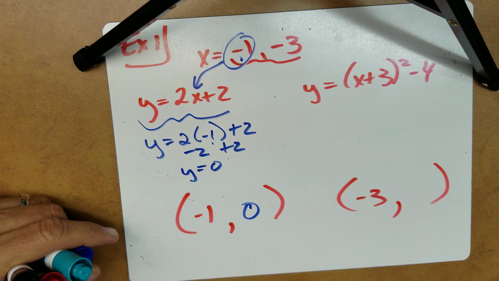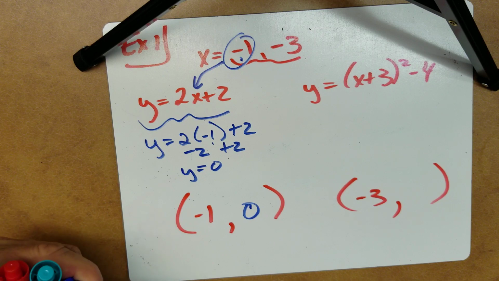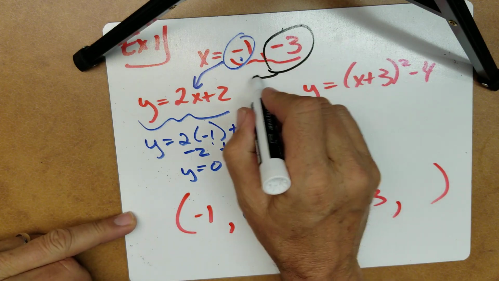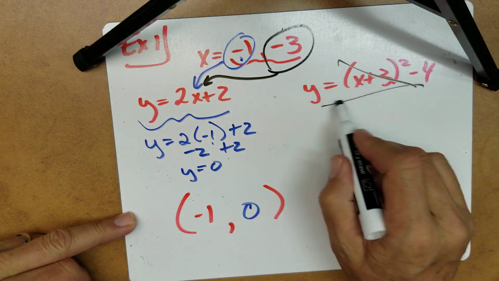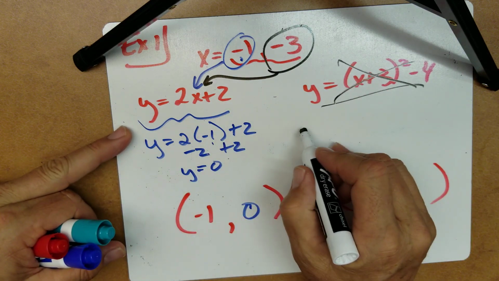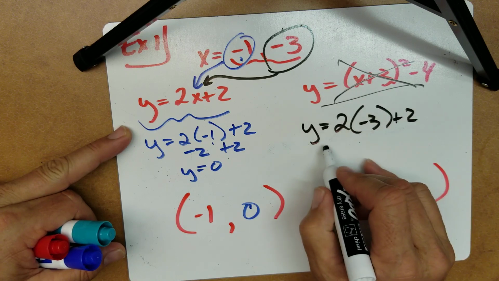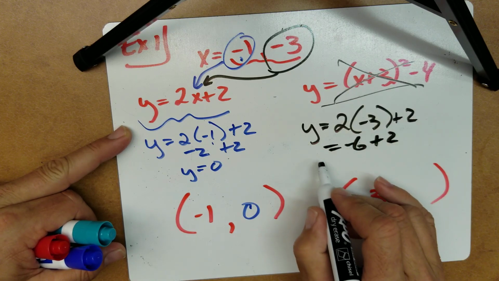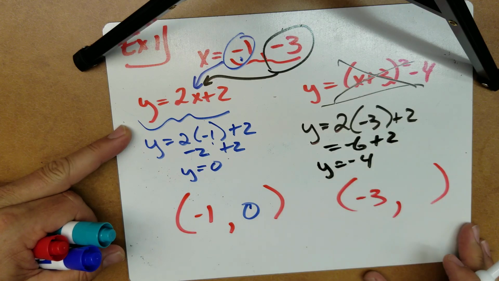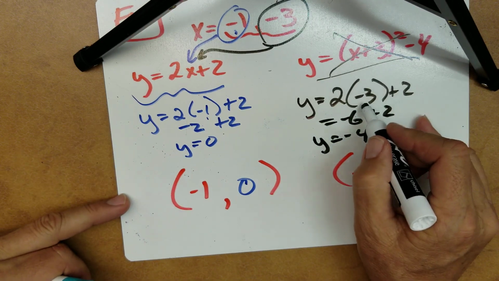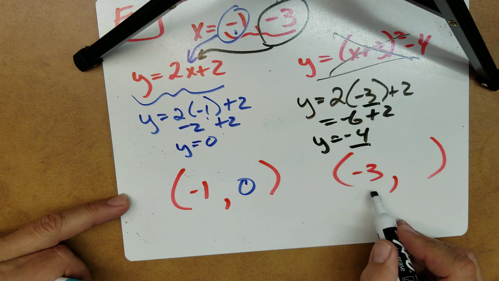There's my other one right there. Now what I'll do is I'll take the -3 right here, and I'm going to plug it into the same one. Why would I mess with this? Forget that. It's just too much work. I'll just plug it in here. This is y equals 2 times -3 plus 2. This is -6 plus 2, and y equals -4. So when x equals -3, y equals -4.